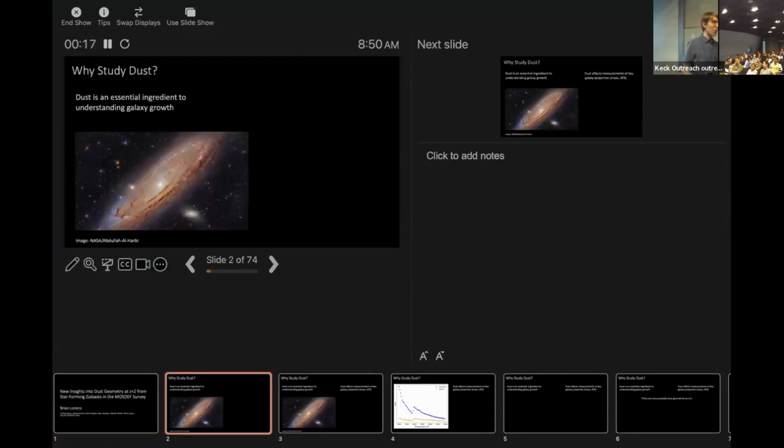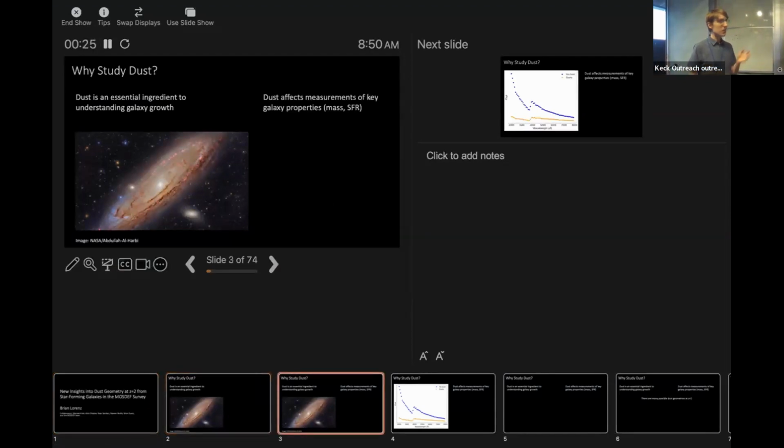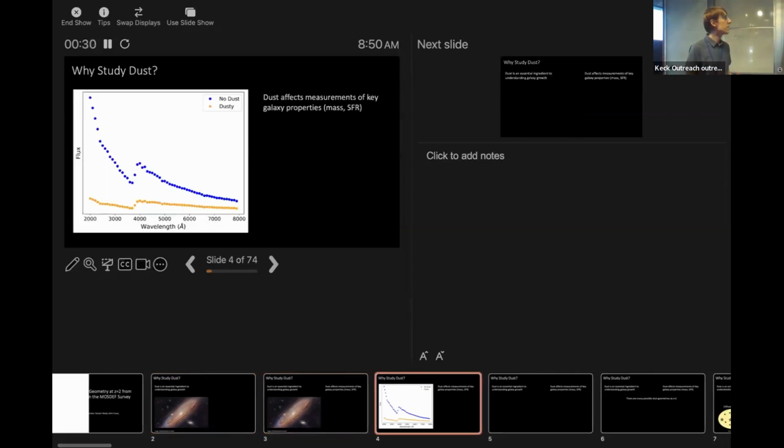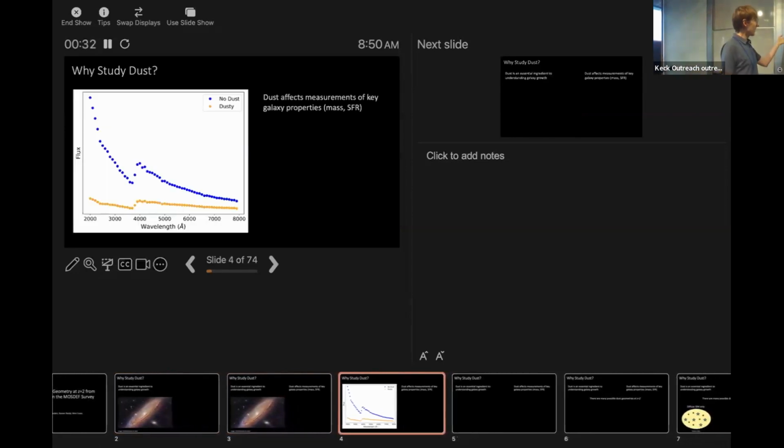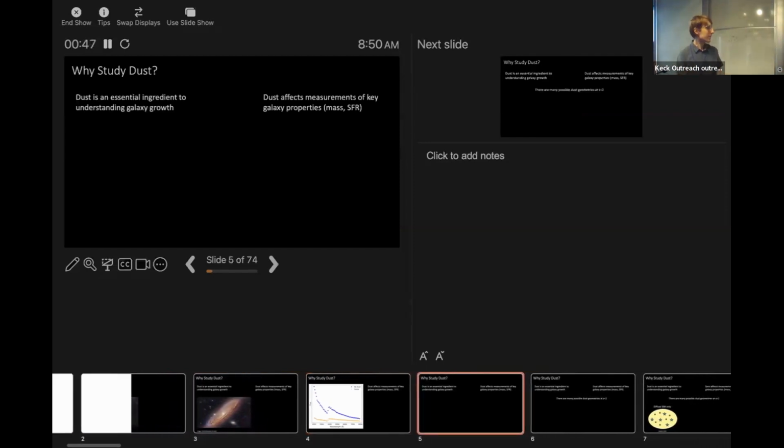So first of all, why do we care about dust? It's very important to how galaxies grow. It's formed in stars, spread throughout the galaxy. And it also really affects our observations of galaxy properties. So here is an example SED in blue with no dust and in orange with dust. And you can see it decreases the flux everywhere, and especially at blue wavelengths. And if you tried to make measurements without accounting for this dust, your properties could certainly be incorrect.